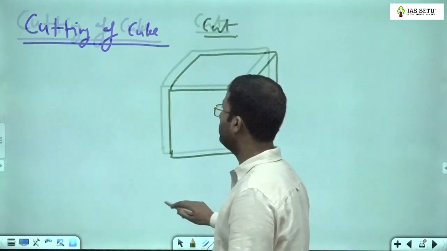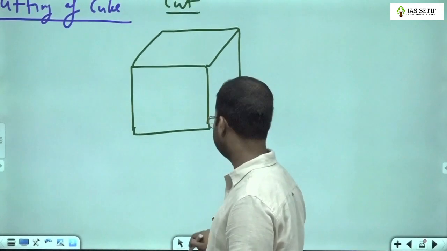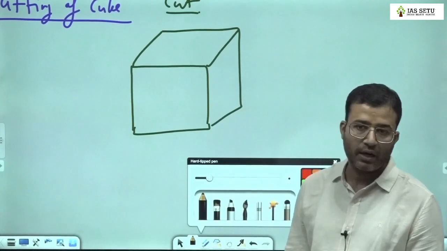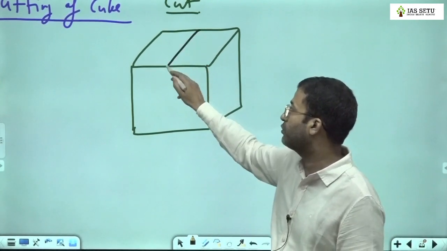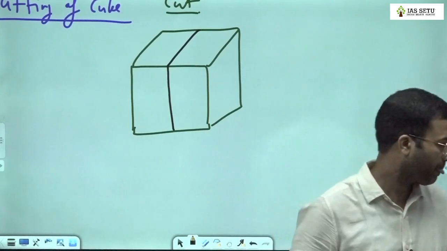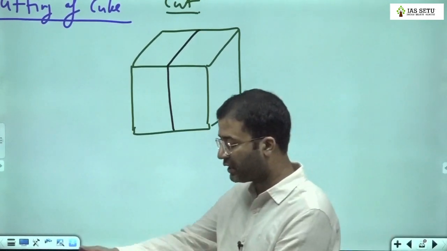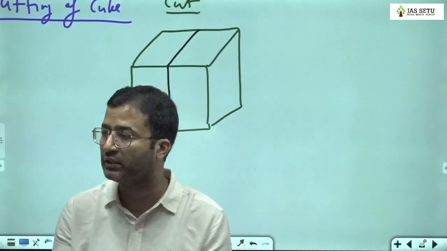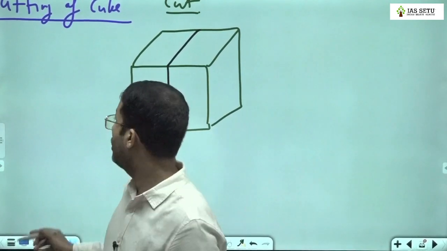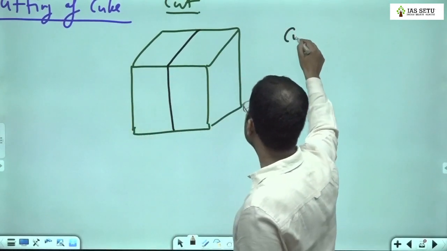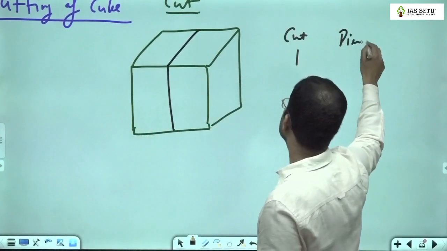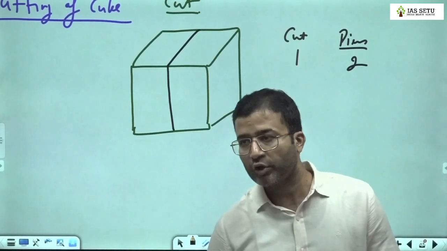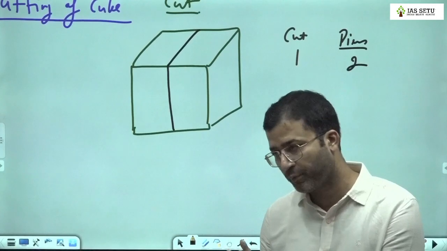So we have a cube. For example, first I use the x axis and I make one cut along this x axis. Like here, we make a cut like this, one cut. If I make one cut, how many pieces will we get? 2. So here, if you make one cut, we get 2 pieces.